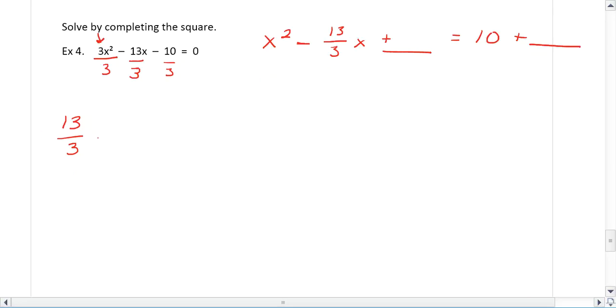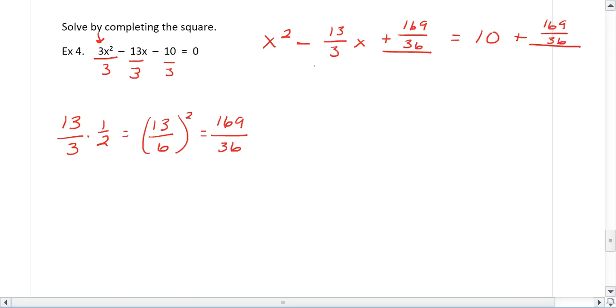So first we want to take half of this 13 thirds, so we multiply by 1/2, and we get 13 sixths, and then we need to square that. 13 squared is 169 over 36. So this is the fraction that we're going to add to both sides to build a perfect trinomial square. We factor the left side, and then we will be adding those two numbers together on the right side. So when we factor this, it becomes x minus 13 sixths quantity squared.